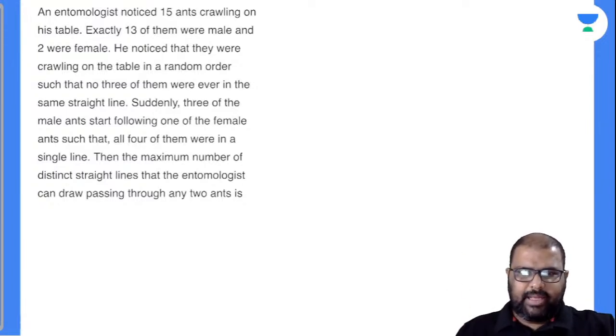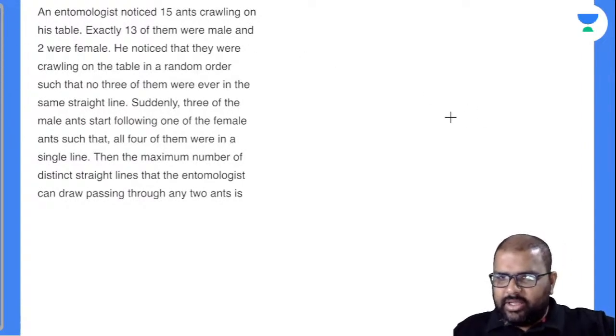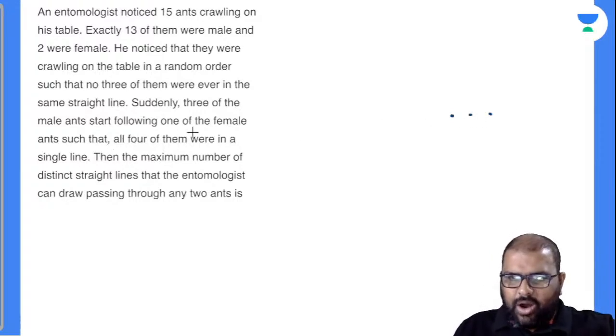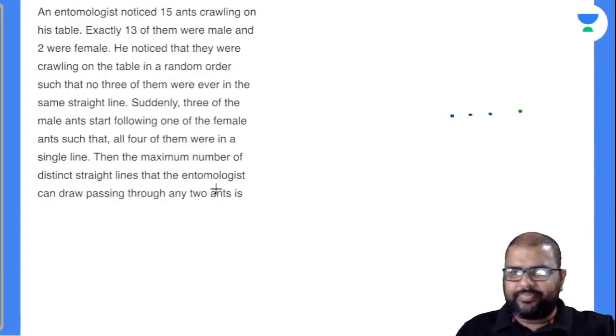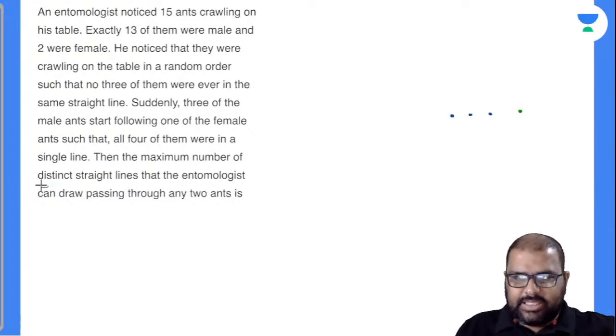Suddenly, 3 of the male ants, I'll take blue as male ants, started following one female ant, such that all 4 of them were in a straight line. Female ant, I'll take down red. Then the question asked is the maximum number of distinct straight lines that the entomologist can draw passing through any ants.